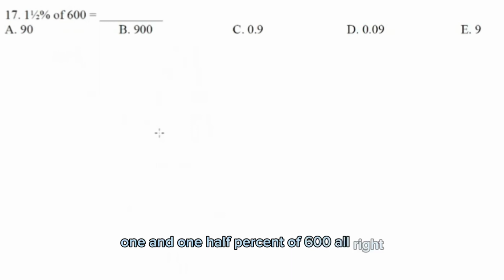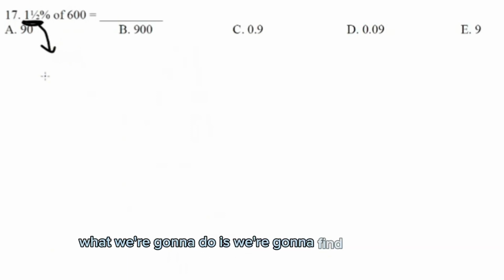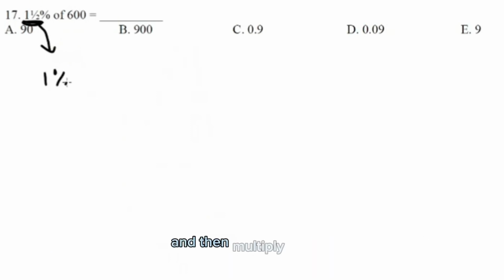Next, number 17, 1.5% of 600. Alright, so on this problem, they've given us 1.5% of 600 to find. So when we're dealing with the 1.5%, you need to be very careful not to mess up. So in this problem, what we're going to do is find 1% and then multiply that by 1.5 to get our answer. Alright, so let's find 1% of 600.